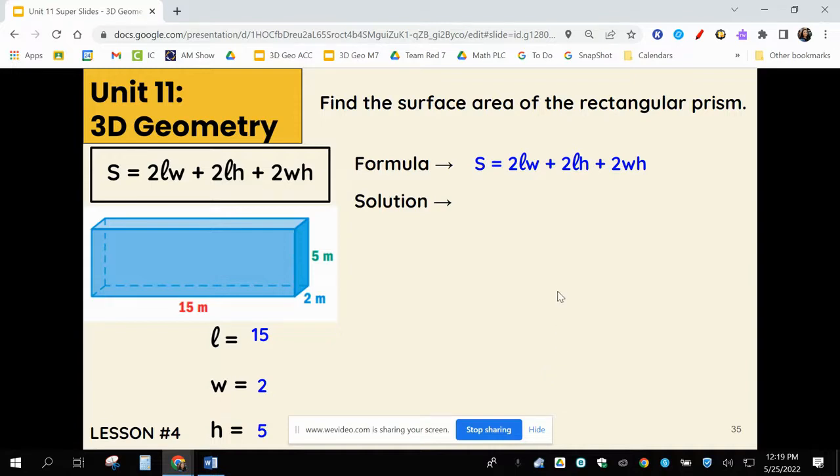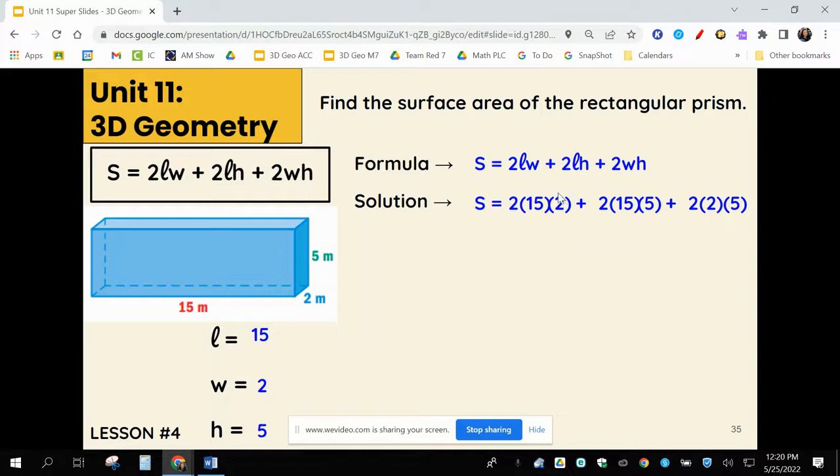All right, now we're going to start to plug it in. The surface area equals 2 times L. Let's look at what we said. L is 15, times W. W is 2, plus 2 times L. L is 15, times H. H is 5, plus 2 times W. What did we say W is? 2. Okay, plug in 2. And H is 5, so we're going to plug in 5.